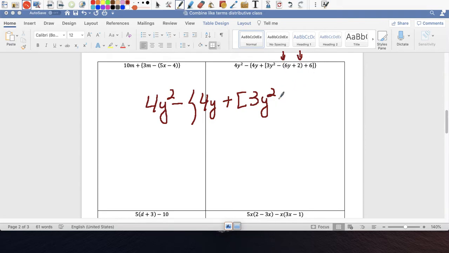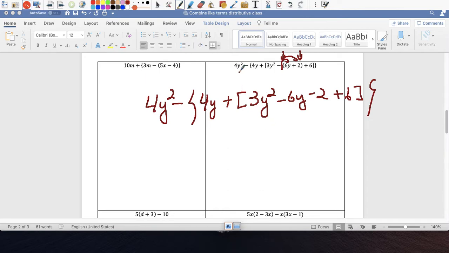So it's positive 6y, it's going to be minus 6y. It's positive 2, it's going to be minus 2, right? Because if you take that 1 and you multiply, negative 1 times 6 is negative 6. That's negative 1 times 2 is negative 2. So we remove the parentheses, continue, plus 6, close bracket, braces.